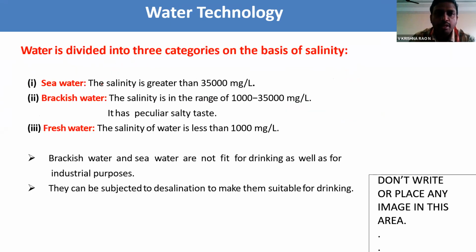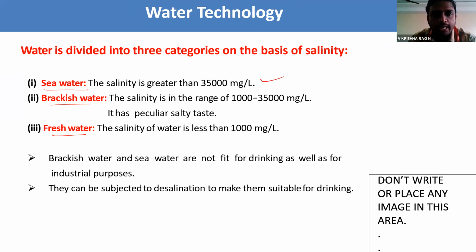What actually is brackish water? Water is of three types. Water is divided into three categories on the basis of salinity: sea water, brackish water and fresh water. What is sea water? Salinity means the percentage of salt content present in the water. If the salinity is greater than 35,000 milligrams per liter, it is called sea water.